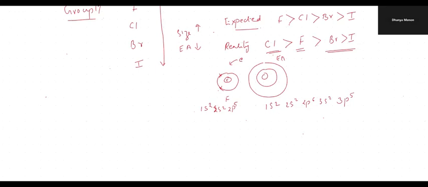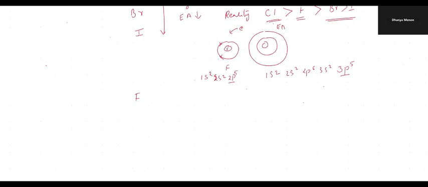So here the last electron is coming to 2p. Here the last electron is coming to 3p. So you can write down the explanation. Fluorine has a smaller size.